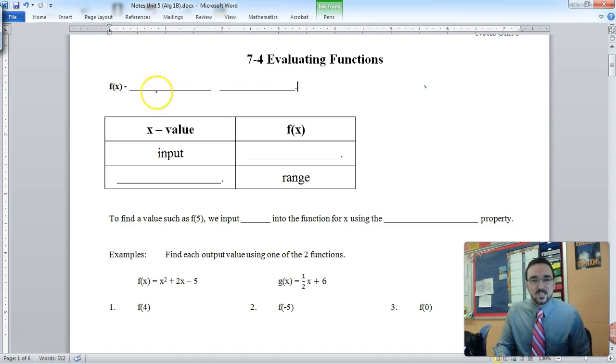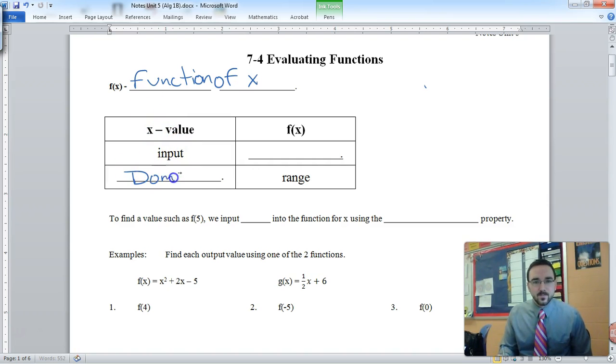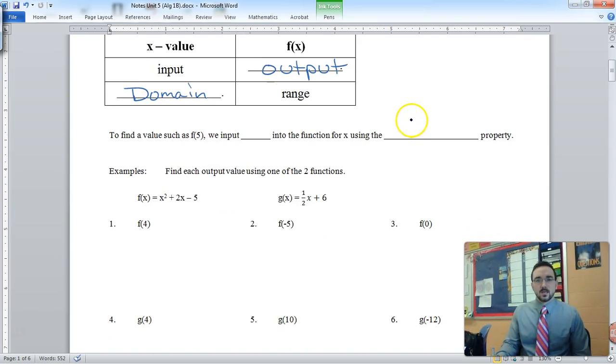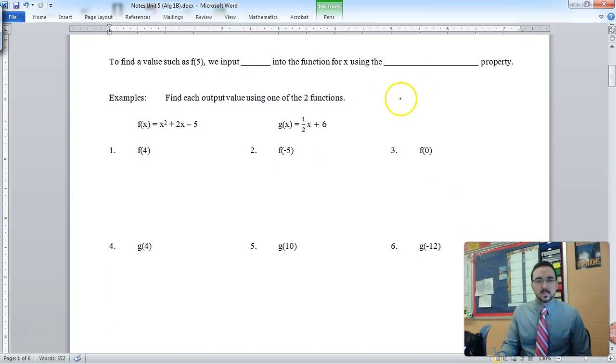Okay, so f of x is a function of x. That's what it stands for. When we have an input and an output, our x value is going to be our input, or our domain, and our f of x is going to be our output, or our range. Let's use those to figure out what we're going to do.